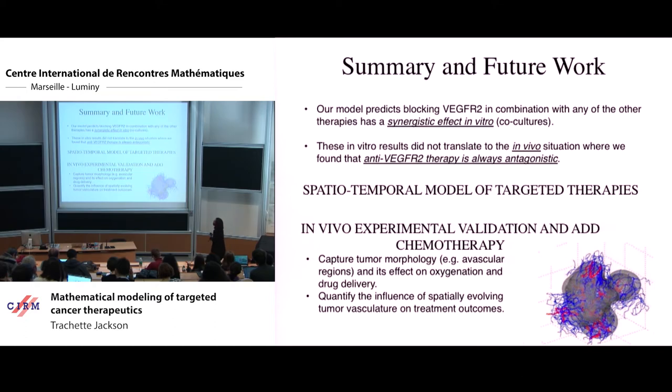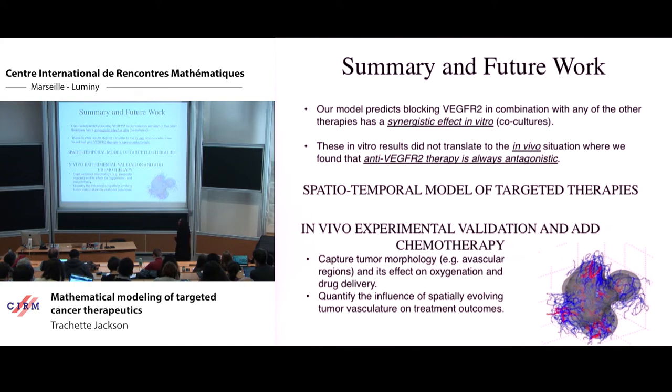So our model predicts that blocking receptors on tumor cells is synergistic in vitro, but not in vivo. So completely different model effects, depending on what kind of experimental situation you're looking at. So the driving message here was that you really have to be very careful inferring response in the body from response in the petri dish. You get very, very different results.